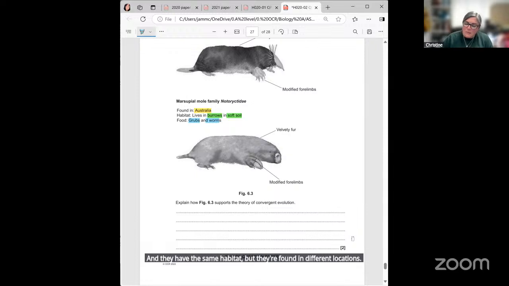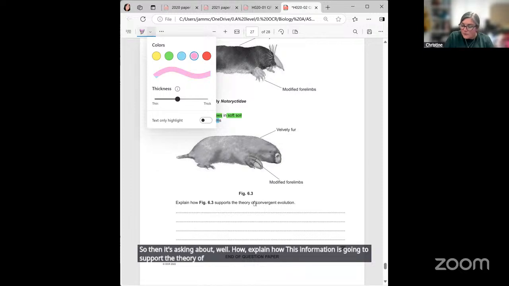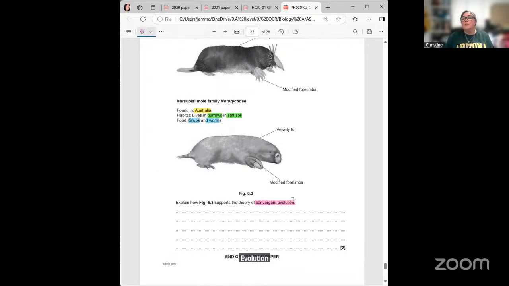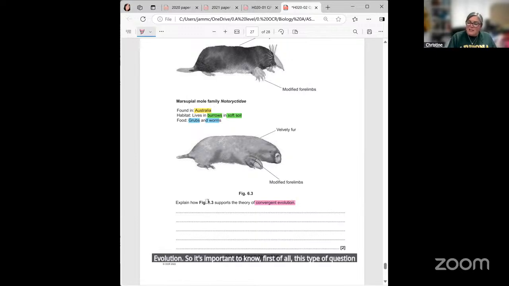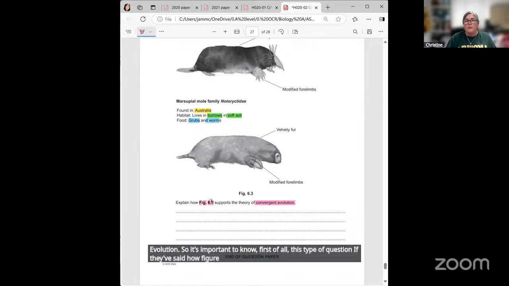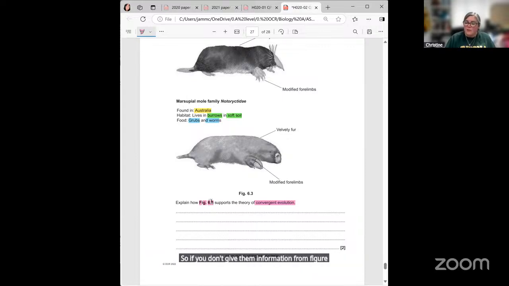So then it's asking, explain how this information is going to support the theory of convergent evolution. It's important to note, first of all, with this type of question, if they've said how figure 6.3, you must give them information from figure 6.3. If you don't, you are therefore not doing as they've asked. I am shocked how many students don't see that in a question. So that's the first thing I would say to you.